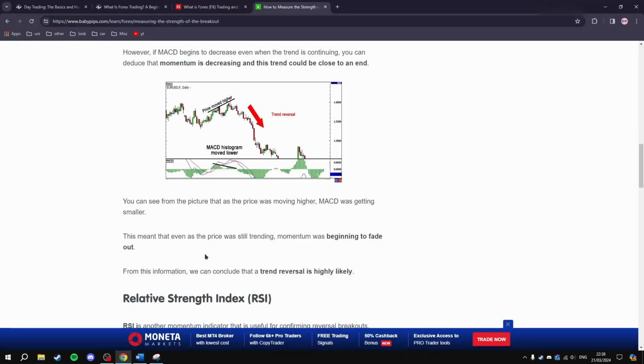You can see from the picture that as the price was moving higher, MACD was getting smaller. This meant that even as the price was still trending, momentum was beginning to fade out. From this information we conclude that a trend reversal was highly likely, and it does happen.